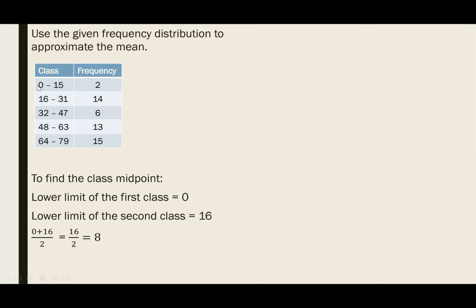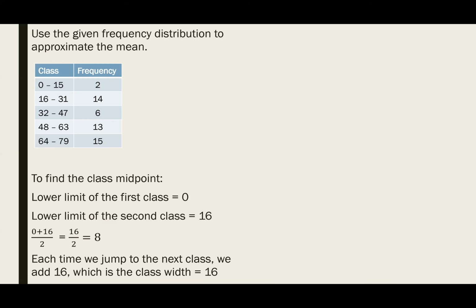If you look at this, do you agree that every time you jump from the first class to the second class, every time I jump, I add 16, right? So every time I jump, I add 16, which is my class width. My class width is 16.